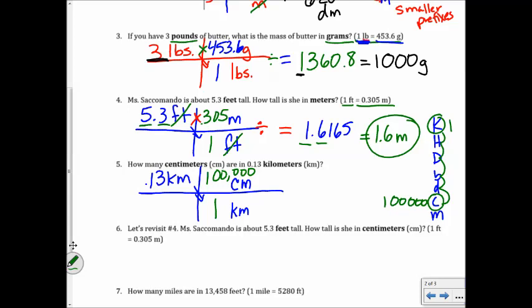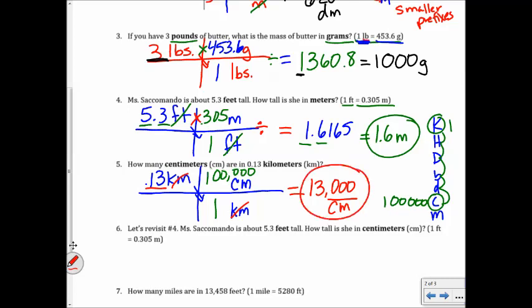So, now we can cancel the kilometers and end up with centimeters. This ends up being what? 13,000,000, right? Now, the sig figs work out nicely here because this one only has 2 to begin with, and then these 3 zeros over here are not significant because they don't have a decimal by them anyways. That's why I said the metric in terms of significant digits is a lot easier because you're really just moving the zeros around. So that would be the final answer there.